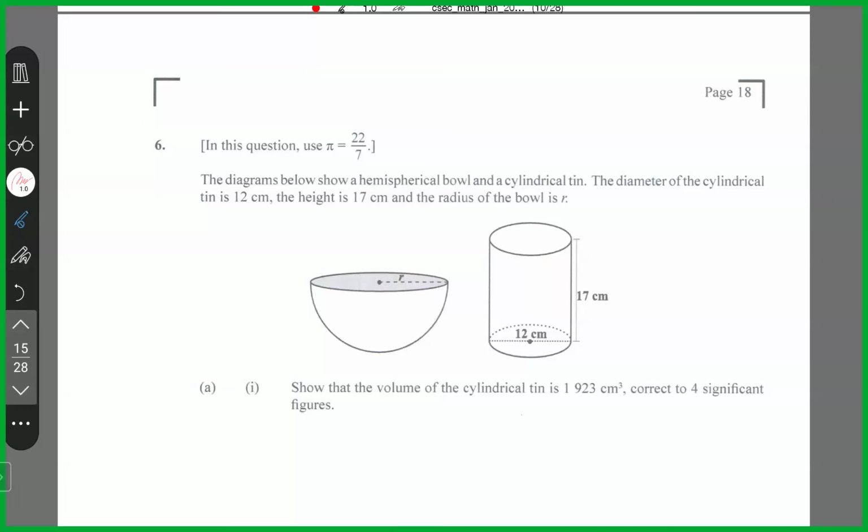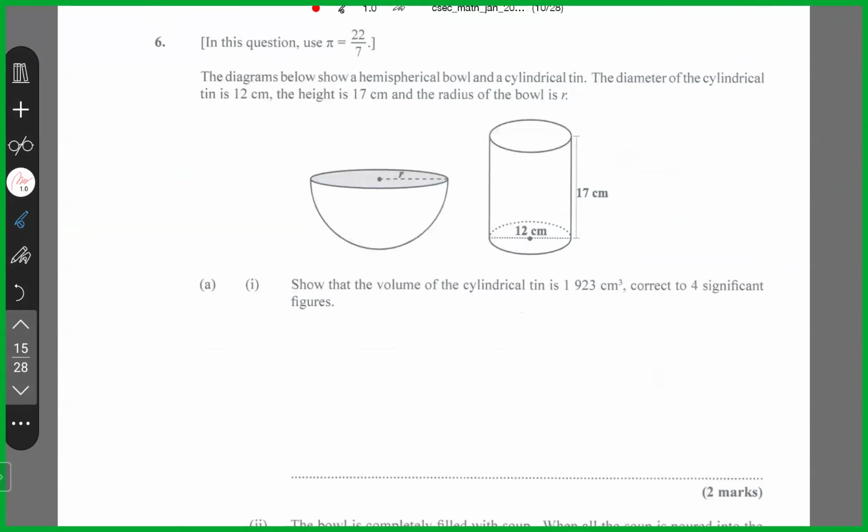All right, question number 6 says, in this question, use pi to be equal to 22/7. The diagram below shows a hemispherical bowl and a cylindrical tin. The diameter of the cylindrical tin is 12 centimeters and the height is 17 centimeters. And the radius of the bowl is R. Show that the volume of the cylinder is 1923 cm cube, correct to 4 significant figures.